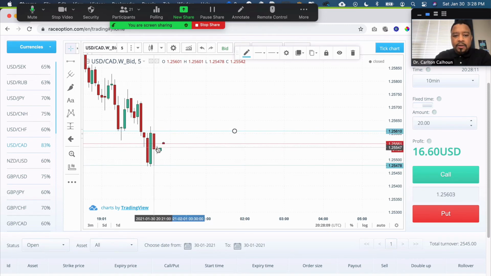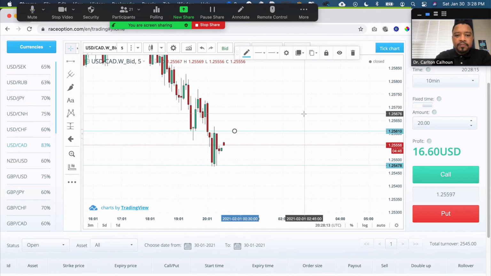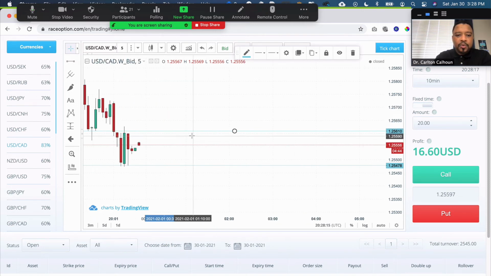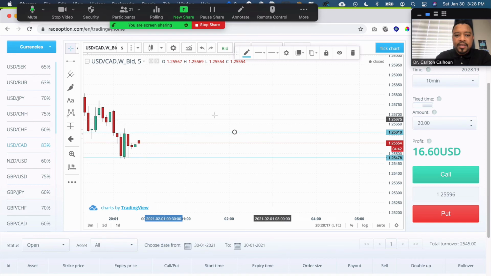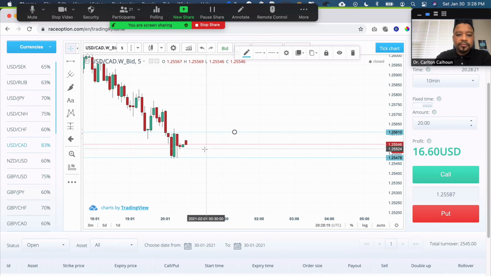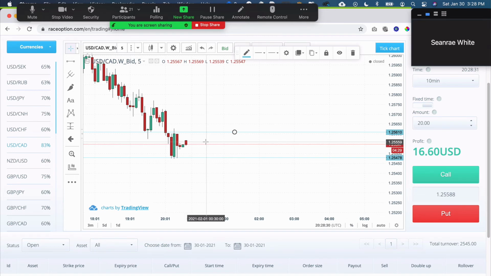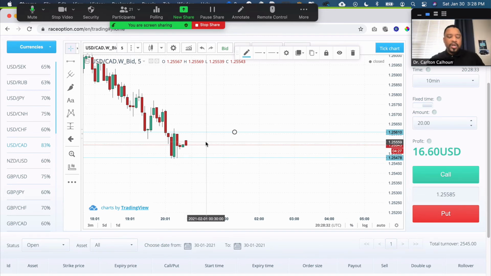See, we had that gap here. Let's see if it'll come up. All I want is a good pullback so I can enter a sell. What does the gap mean? Honestly, I don't know. Since we're on the weekend, I'm not sure what it means.